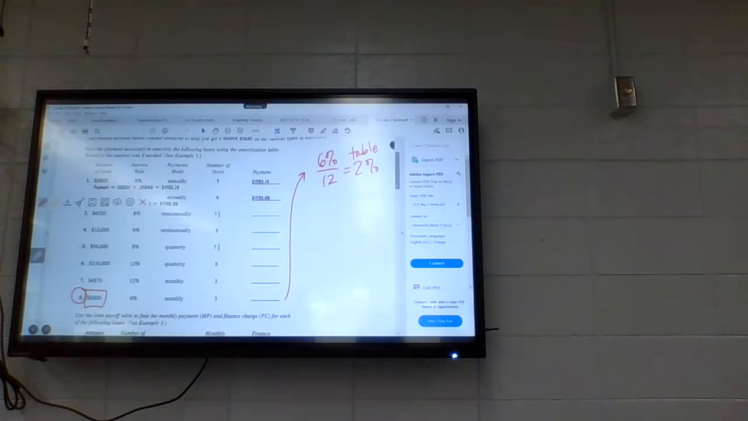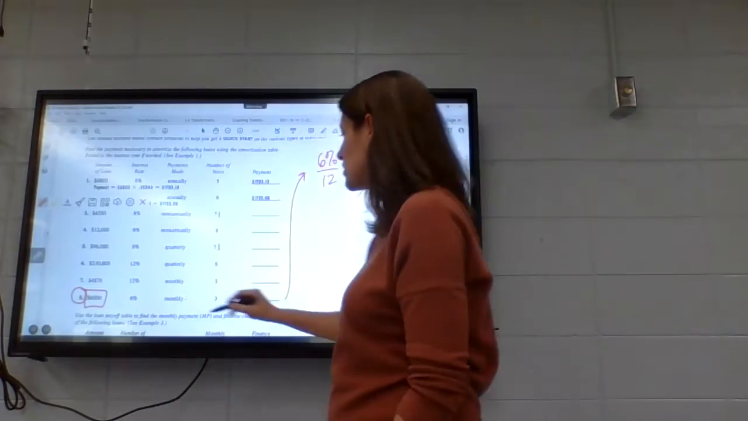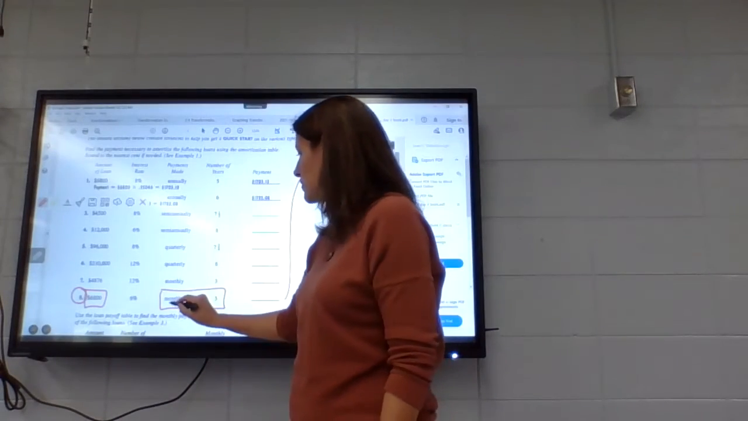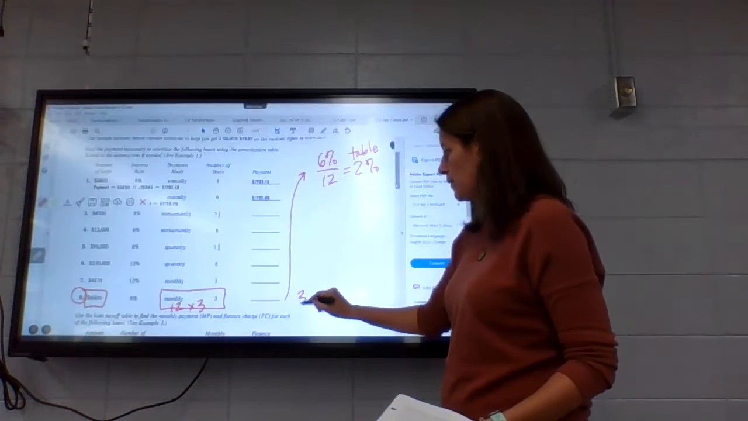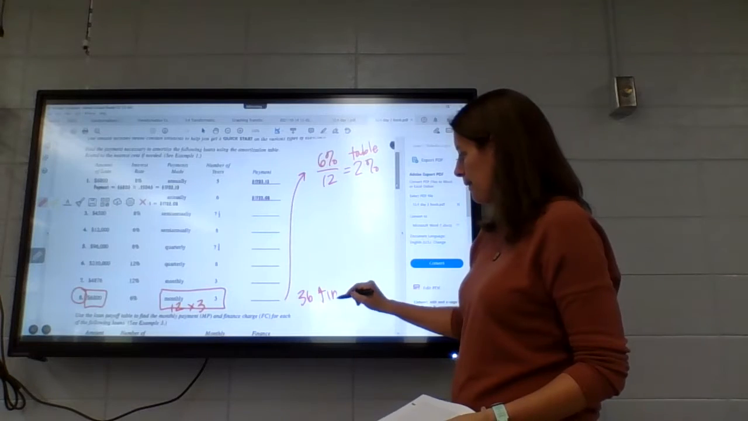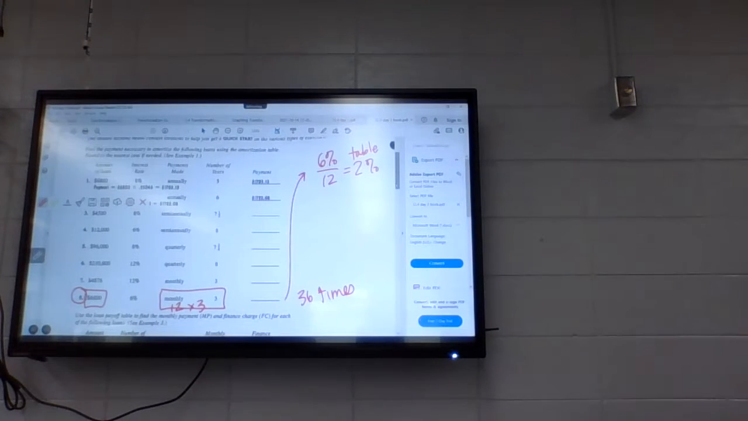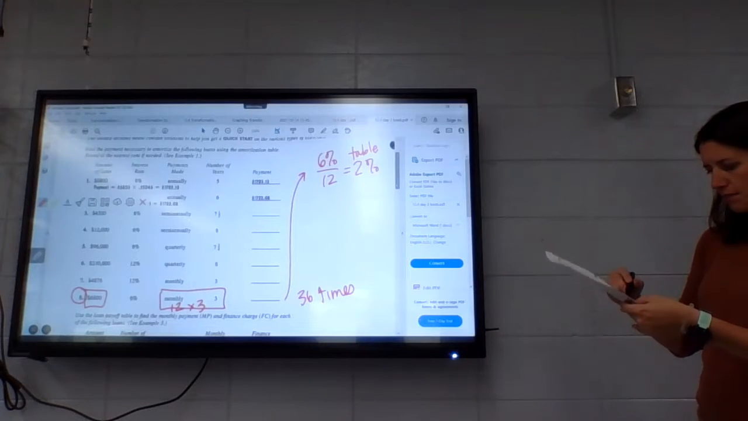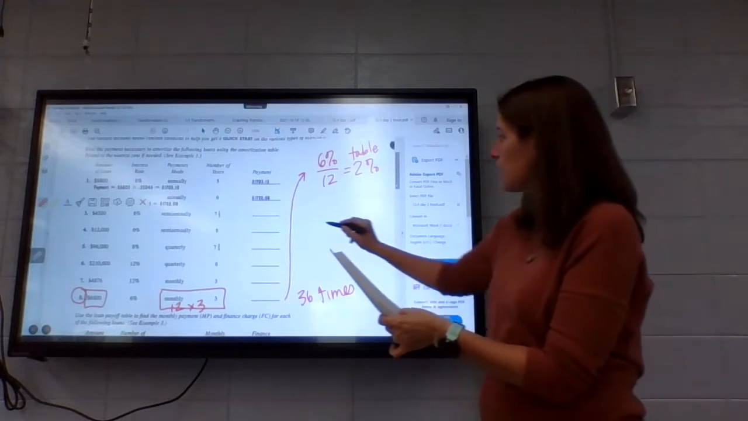And so we go to the 2% column, but then the period is how many times they're going to be paying. So monthly for 3 years, that's 12 times 3, so that's going to be 36 times. So I go down to the 36, over to the 2%, and that's 0.039.